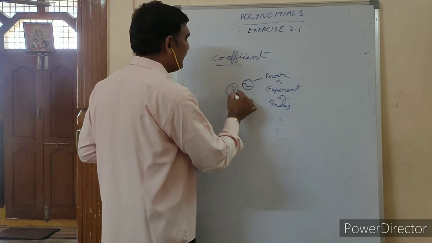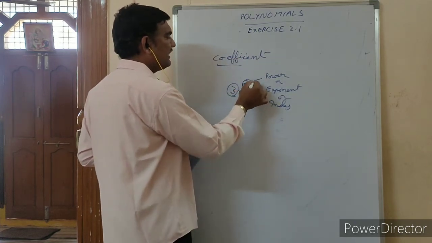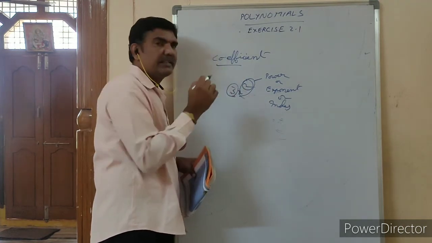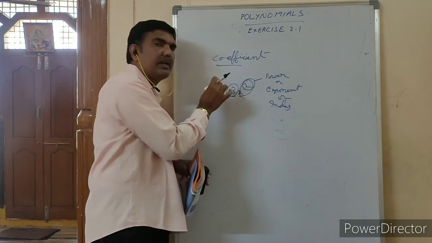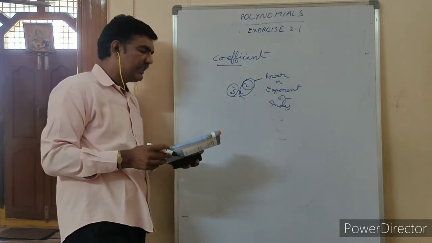Now what is this 3? This 3 is the coefficient of x square. X square is multiplied by one number. That number is called the coefficient. Okay. Now we'll see it here.